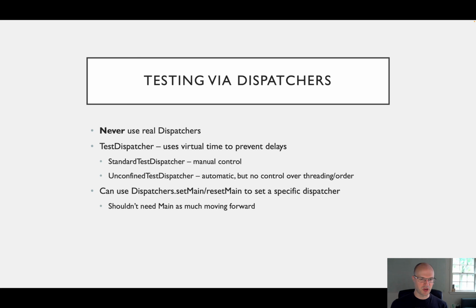You really shouldn't have a whole bunch of places in your code that are tightly coupled to the main thread. At least the way that I've done it in our code is I've tried to only have main in a few specific spots, test those specific spots, and everywhere else just inject dispatchers and use generic dispatchers. And that way, all of your tests, for the most part, can just avoid this whole setMain, resetMain complexity, which is nice.